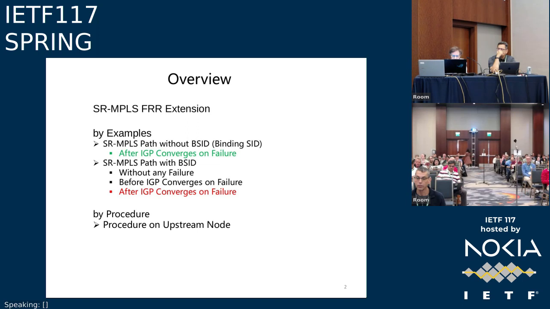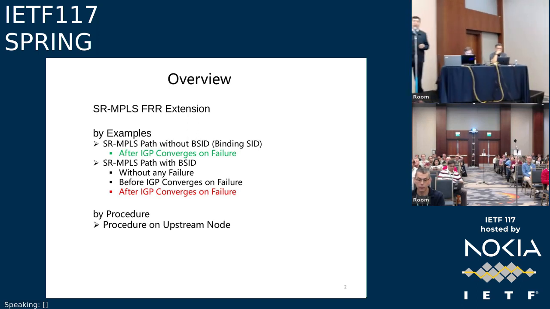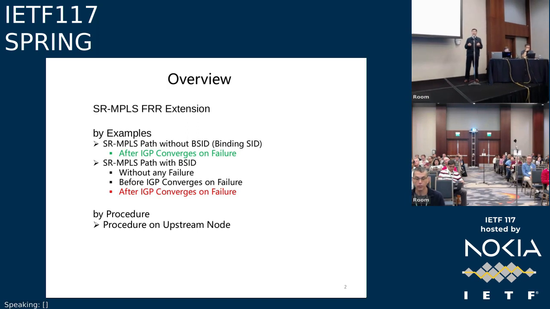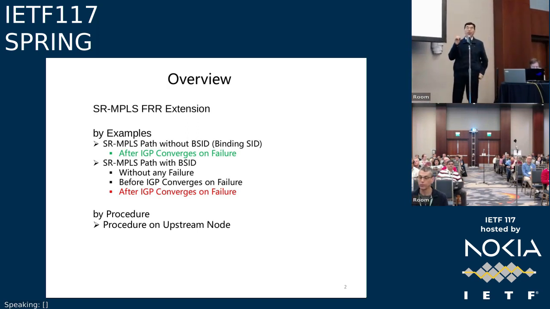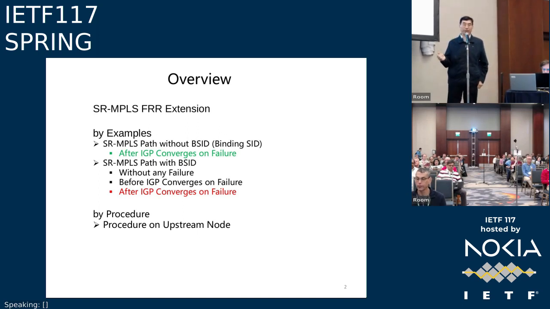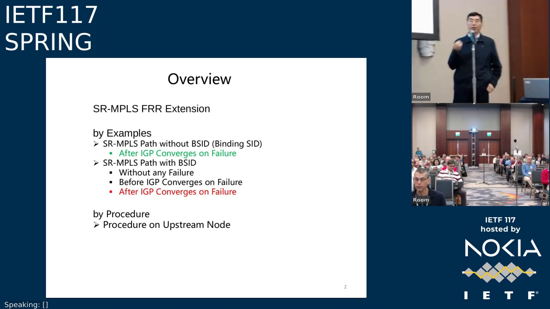For this protection, we cover two cases. Case one, protection for the path without binding SID. Case two, provide protection for the path with binding SID after IGP convergence. Let's look at the first case. Next page.